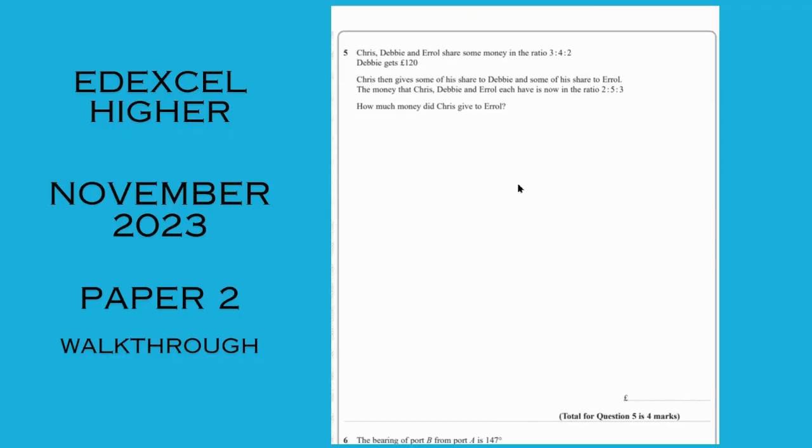B5, one of them standard, very wordy questions with ratio. Organise your info. Chris, Debbie, Errol, 3, 4, 2. D gets 120. It's a multiplier of 30. And why is that very important? It tells us the amount they're sharing out is £270.